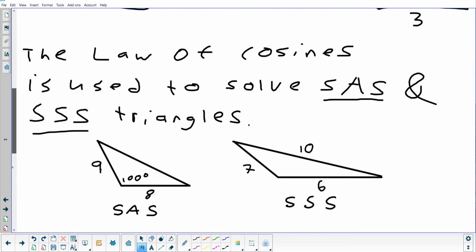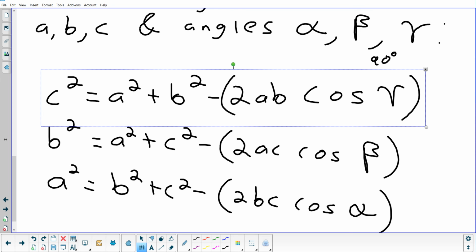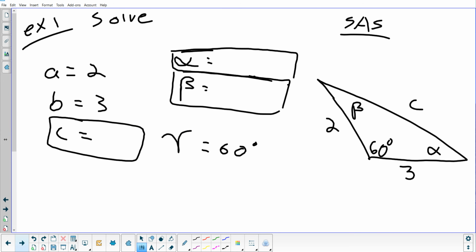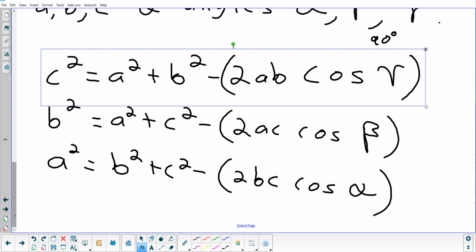You can't do anything else right away. Go back and look at the formula. No matter what version of the law of cosines you use, every side is in every version. Every version has an A, a B, and a C somewhere. You're already missing the C. So that's one thing you're missing. You can't be missing anything else.